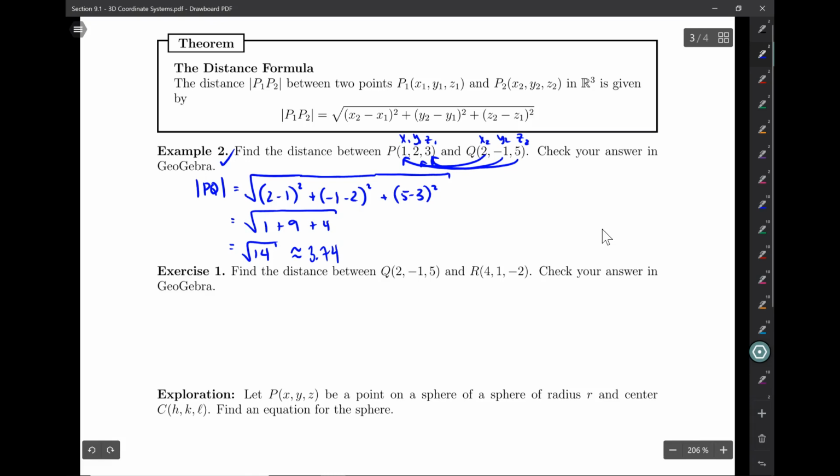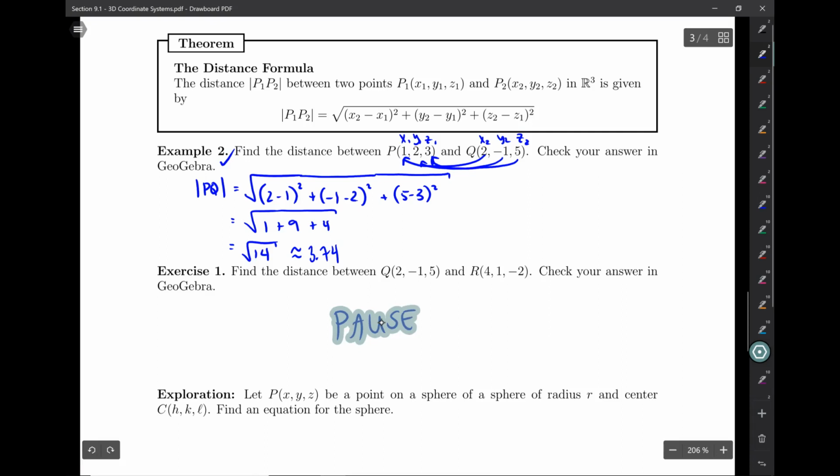All right, now why don't you go ahead and give this a try. Find the distance between the 2 points Q and R, and then come on back when you're done, but also go ahead and check your answer in GeoGebra before you come back also. And that way you get some practice with GeoGebra as well. So I'll see you in a second. Well, hopefully more than a second. I'll see you in a few minutes.